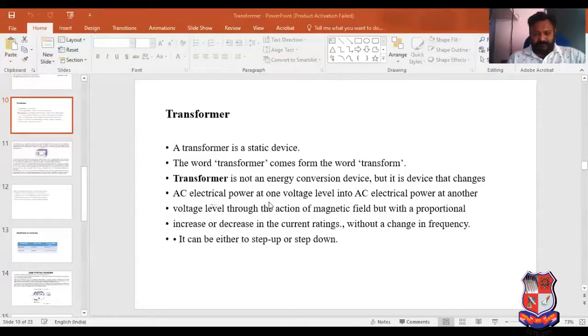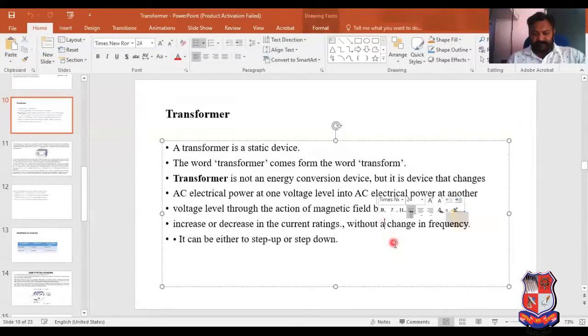Lastly, it increases or decreases the current rating also. And the most important thing is that during this process frequency does not change. So you can say that transformer is a static device which transfers your energy from one level to another level. During this transfer, frequency does not change. Fine.